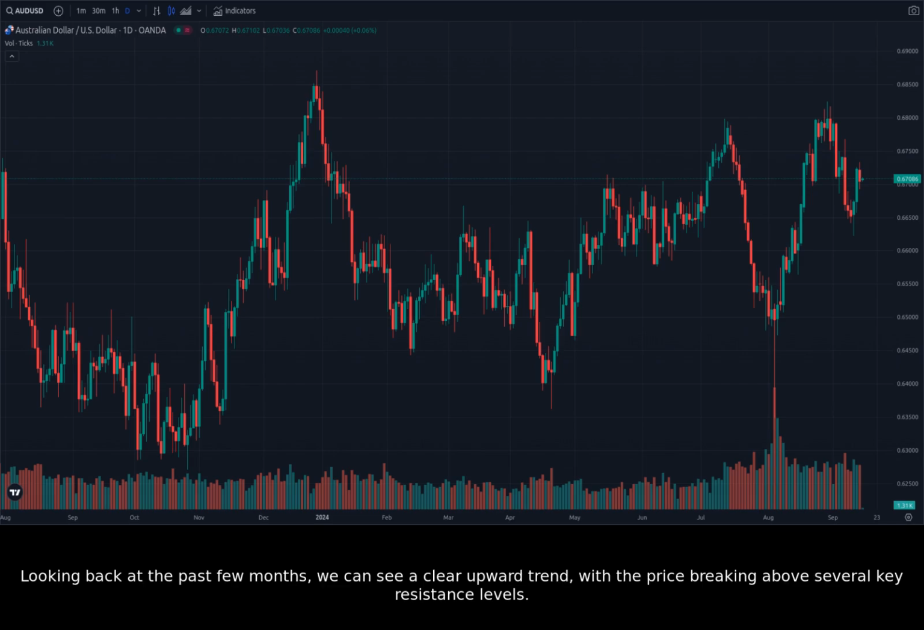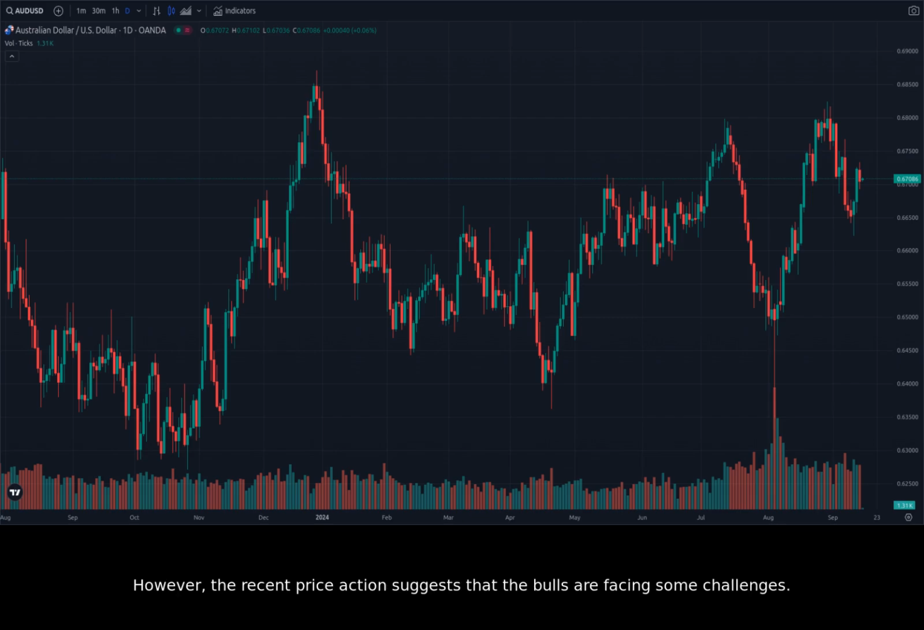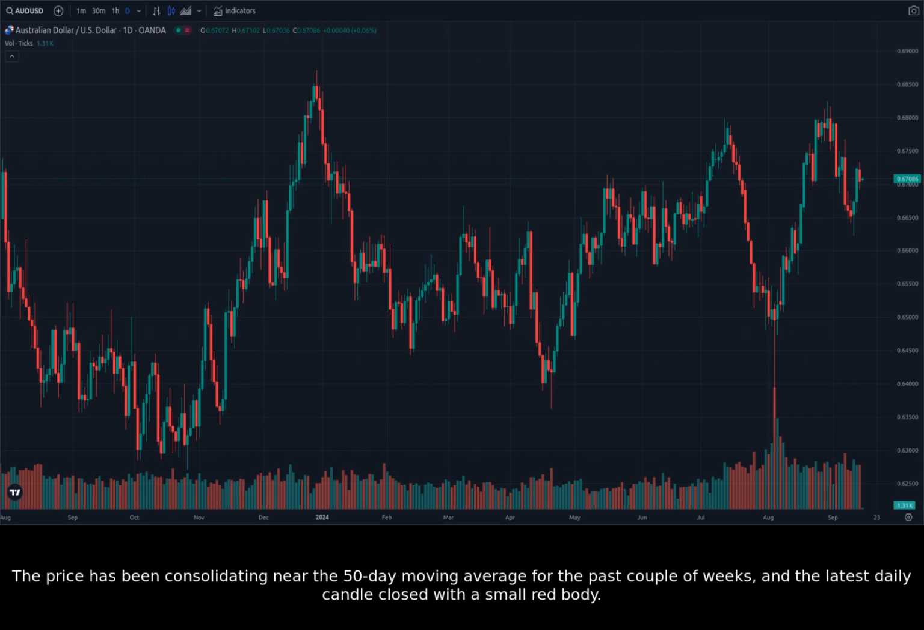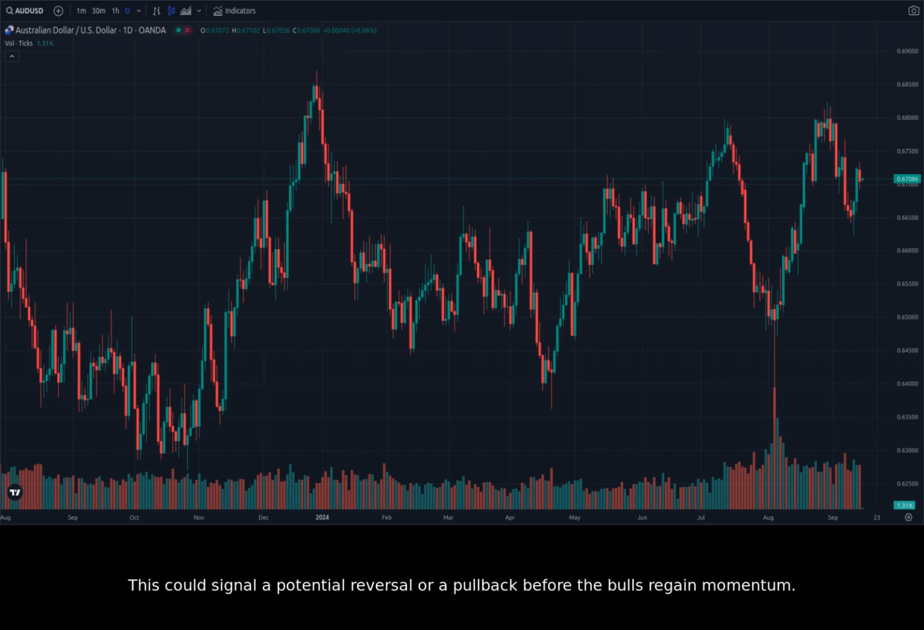Looking back at the past few months, we can see a clear upward trend, with the price breaking above several key resistance levels. However, the recent price action suggests that the bulls are facing some challenges. The price has been consolidating near the 50-day moving average for the past couple of weeks, and the latest daily candle closed with a small red body. This could signal a potential reversal or a pullback before the bulls regain momentum.